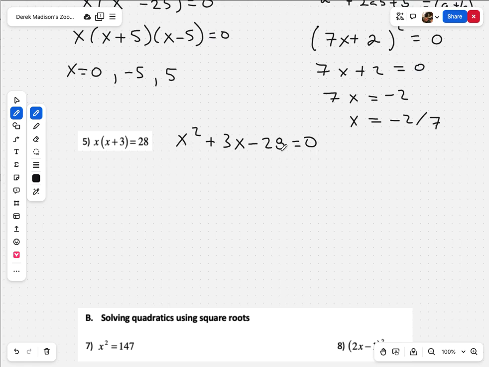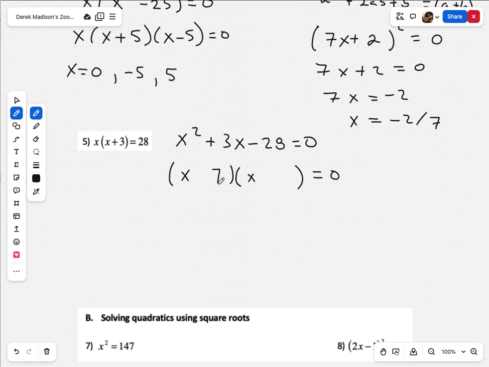From here, and even if we had these later techniques, the first thing I would try is, are there two numbers that multiply to be 28 that add to be 3? And if I can find those, great, I'm done. That's what makes factoring really nice. If those don't exist, then we would go on to one of these later methods that we're going to see here in a second.